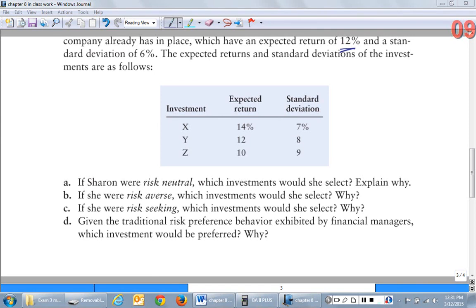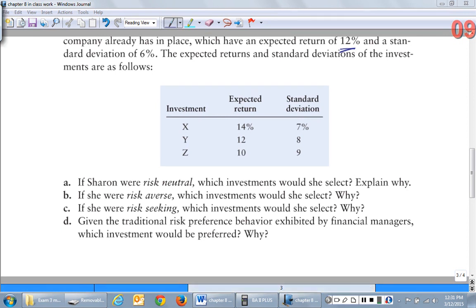If Sharon were risk-seeking, that means that she would choose the asset with the highest level of risk regardless of the level of return. And so she would choose asset Z. Asset Z has a standard deviation of 9%.